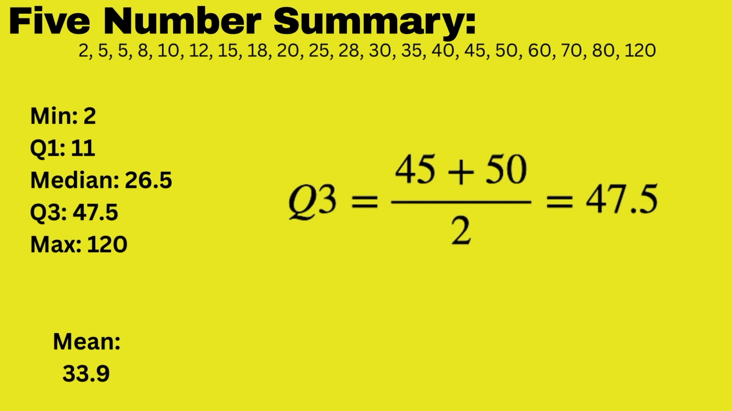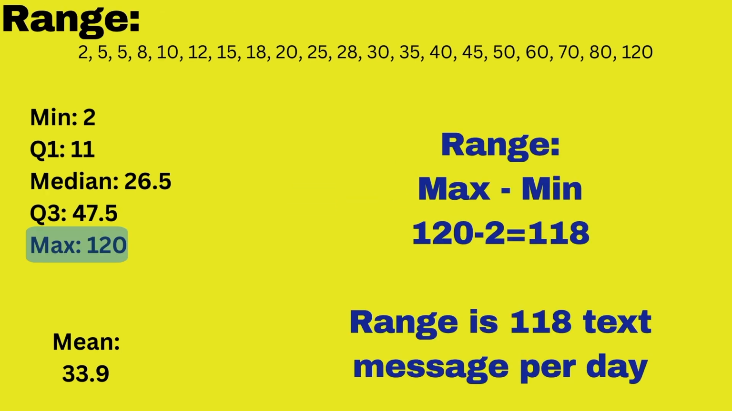The range we have found before. That is just the maximum minus the minimum. So we have the highest number of text messages as 120, the lowest as 2. So the difference in the maximum minus the minimum is 118. There are 118 text message differences from the one who posts the most to the one who posts the least.